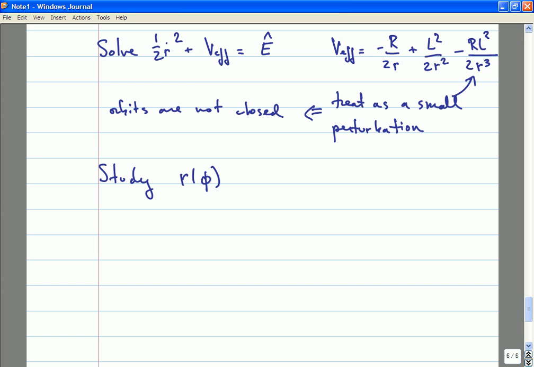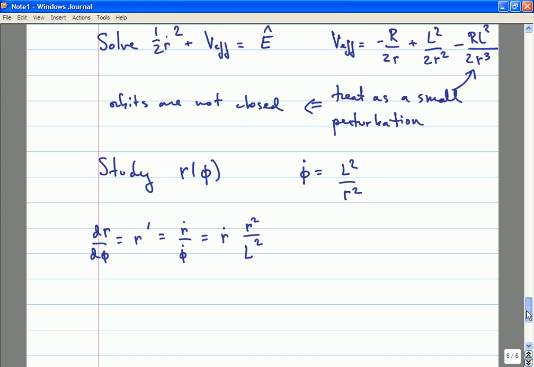Well, phi dot is L squared over r squared. So that means that dr by d phi, which I will just call r prime, is related to r dot in the following way. Using the chain rule, it is equal to r dot over phi dot, which is r dot times r squared over L squared. So what is the equation of motion in terms of r prime rather than r dot?